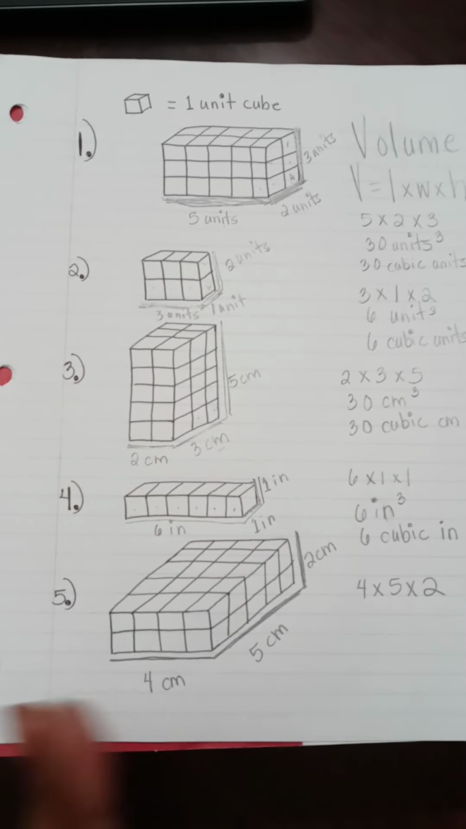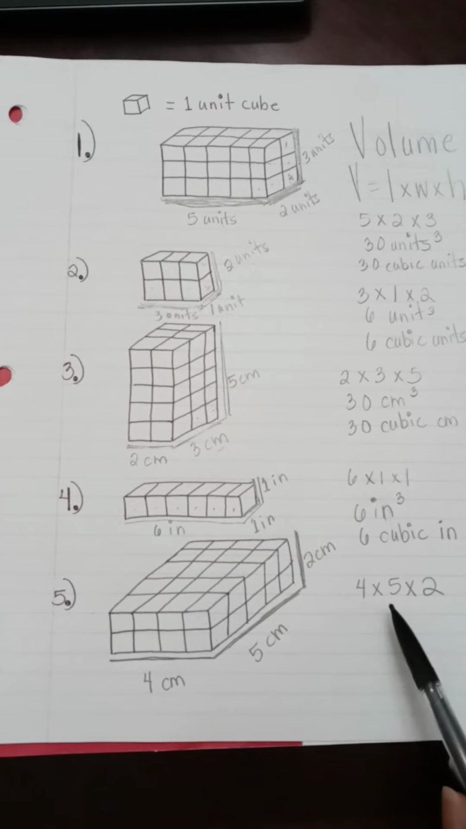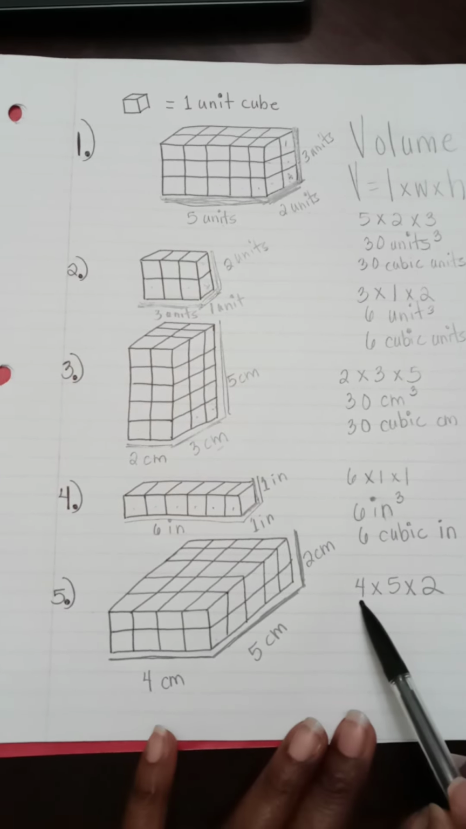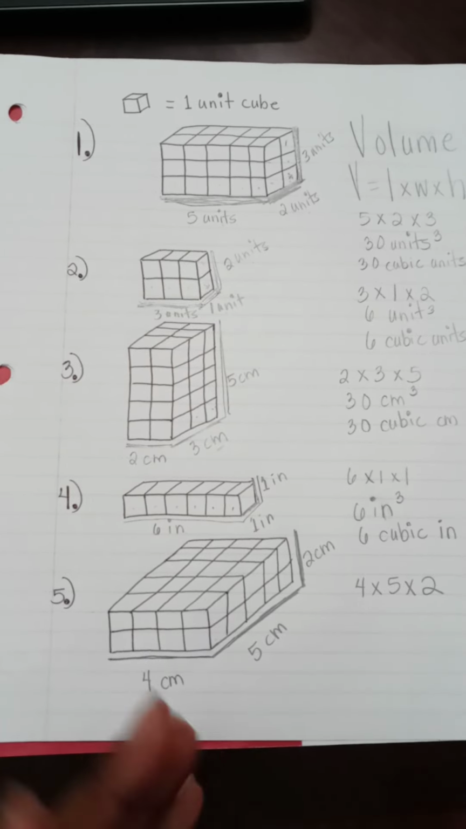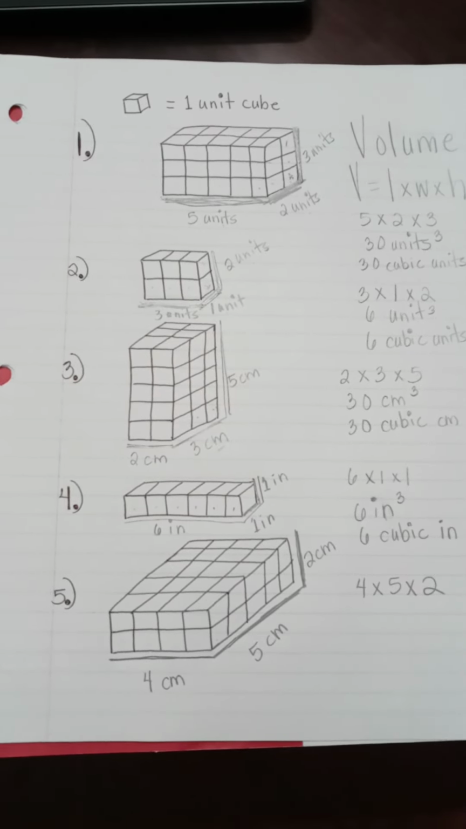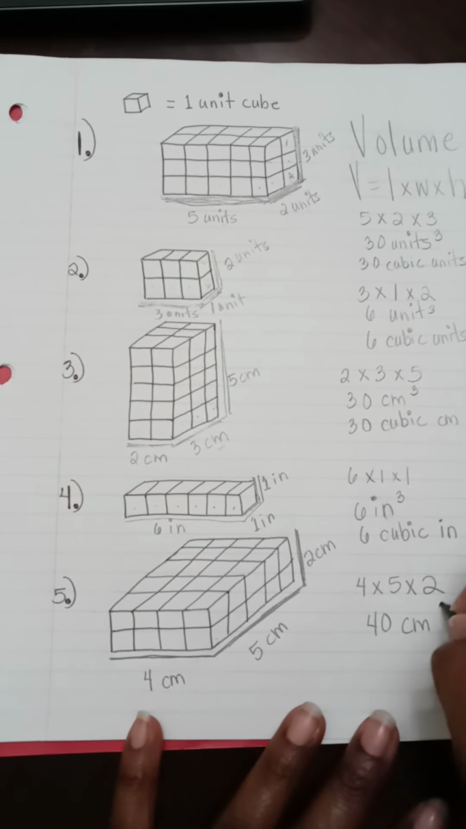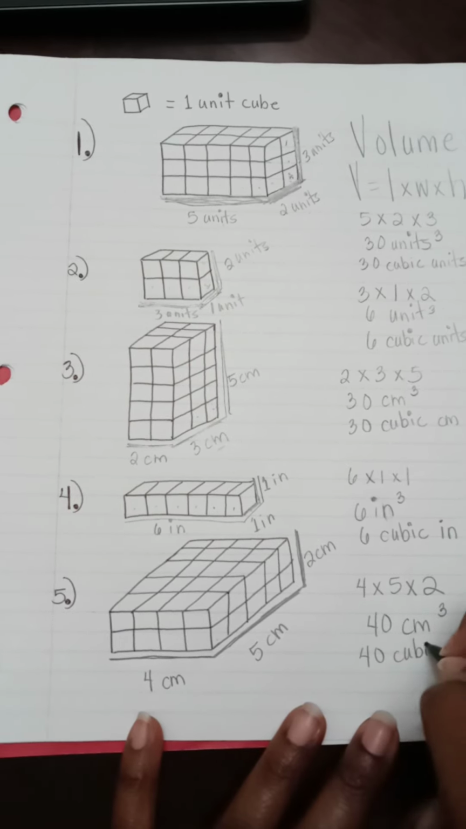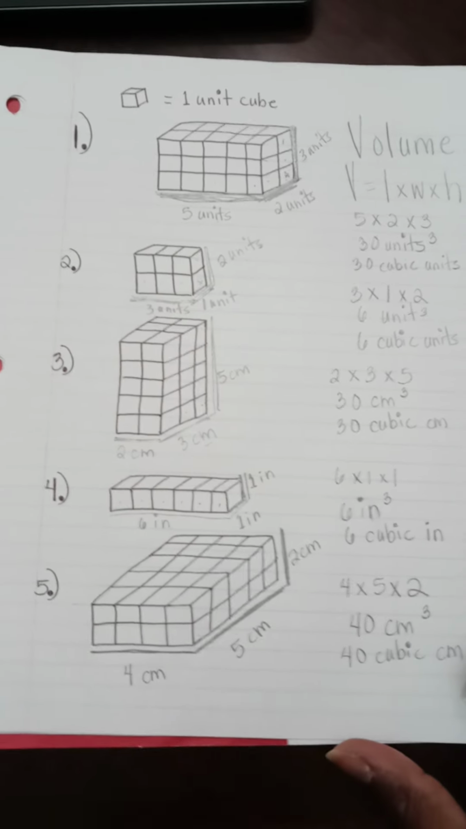So I can rearrange it. I can say 4 times 2 is 8. 8 times 5 is 40. Or I can say 4 times 5 is 20, times 2 is 40. Whatever way you want to multiply that to get that answer. So I got 40 centimeters cubed, or I say 40 cubic centimeters. That would be how I would write that answer.